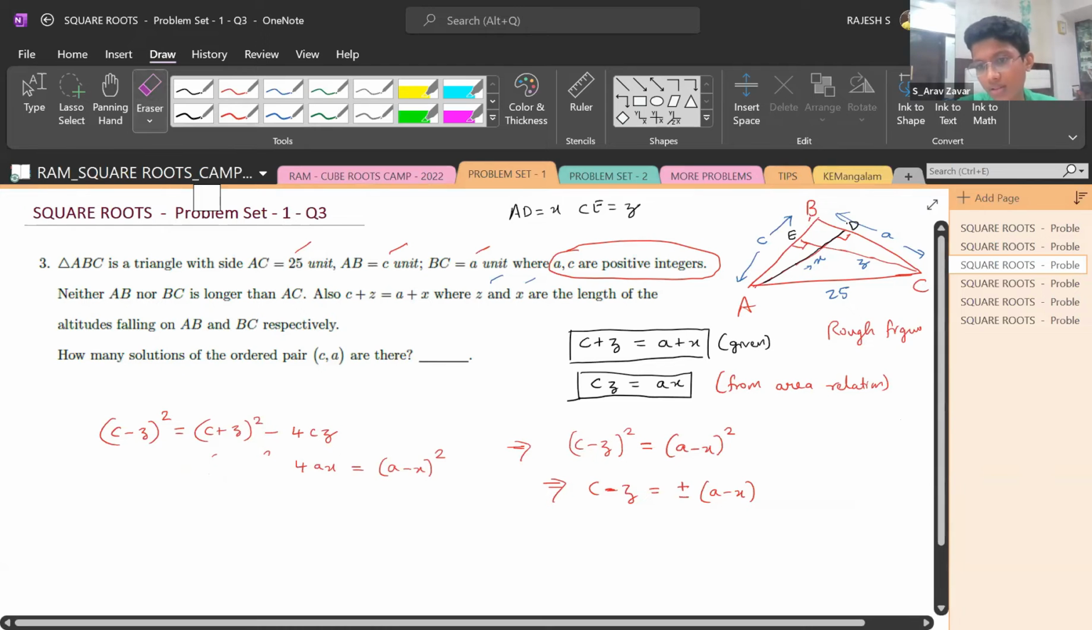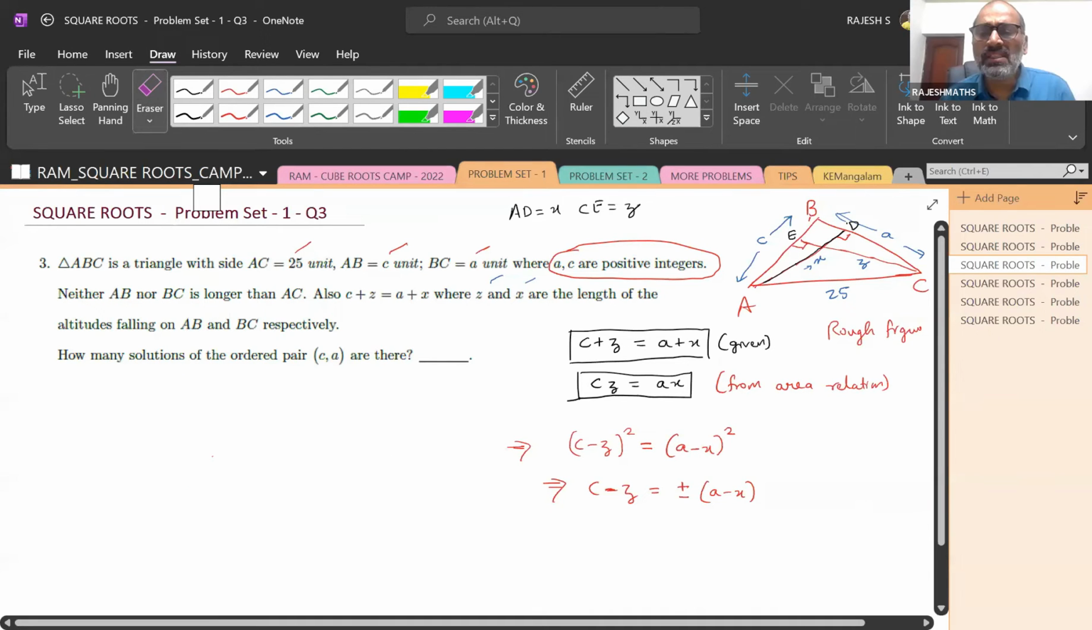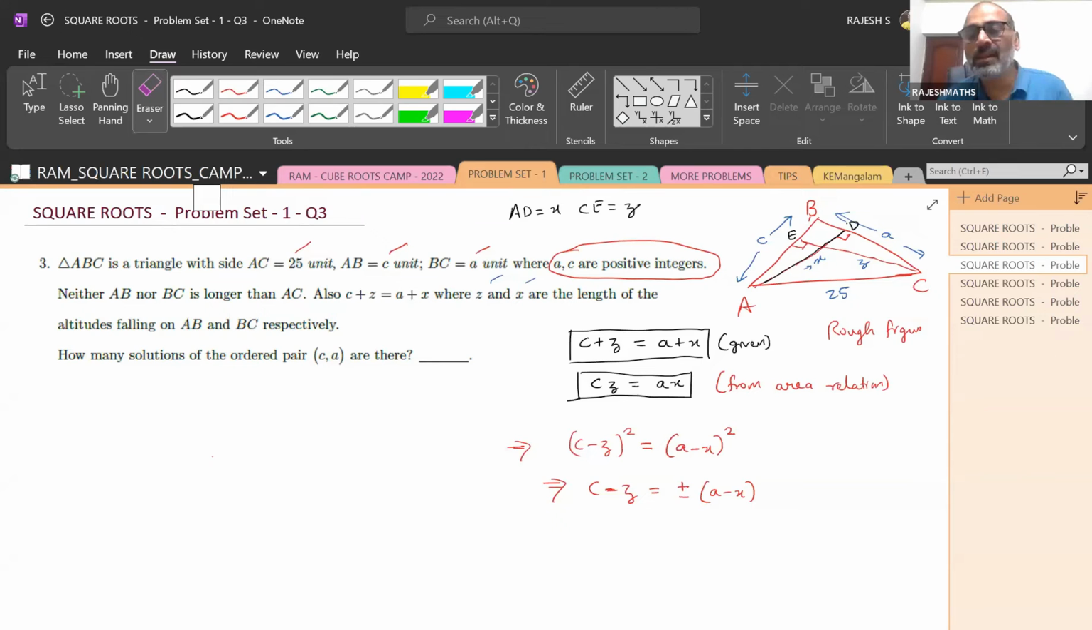Sir, but it cannot be minus because a and c are positive integers. A and c are positive integers, but how do you know a is more than X? And another point, let a and X be positive. Why can't c minus Z be negative? Please try to understand. Positive minus positive can happen, and it can give you negative. You understand my point? We are not saying we should not involve negatives. We can start with positives, but we can involve negatives.